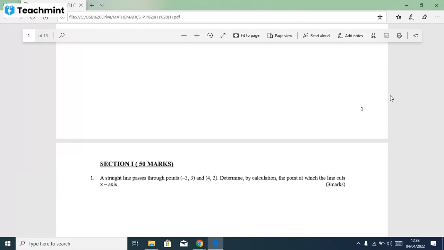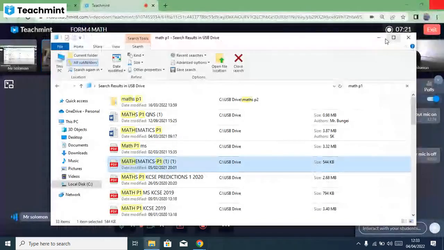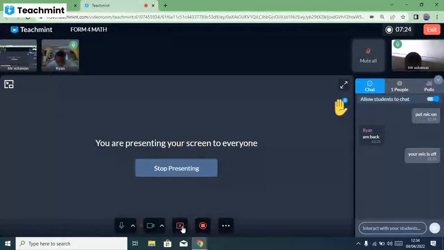I'm saying, where the line cuts the x-axis, y is 0. So if you have the equation, then let y be 0. Let us complete.